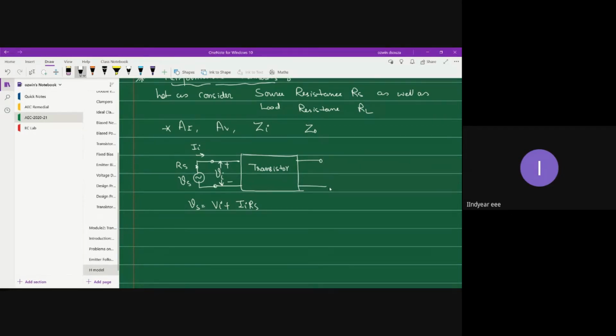On the output side, instead of taking the no load gain, let us take a load. Let's represent that load with RL. Let us mark the voltage also. This is V naught. And let us also mark the current I naught.